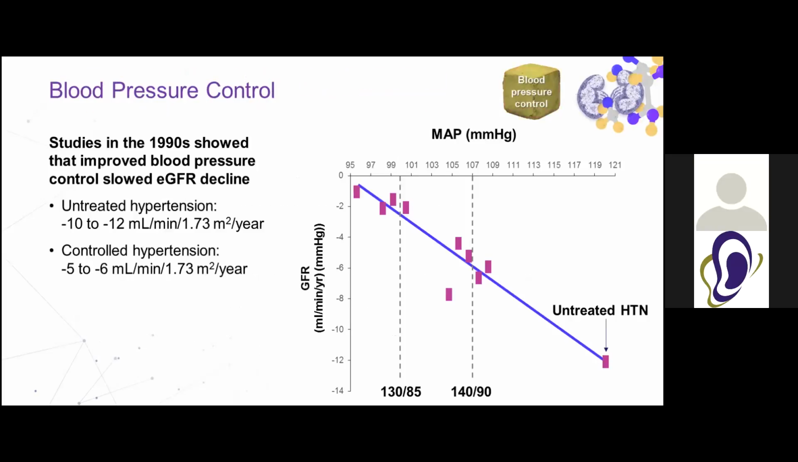When it comes to blood pressure control, studies in the 90s showed that if you improve blood pressure control, you slow the progression of kidney disease or eGFR decline. And you can see in this relatively old slide from George Bakris, untreated versus controlled hypertension. Untreated is about 10 to 12 mL per minute per year loss of kidney function, and with control that reduces to 5 or 6, and this was again done in the 90s.